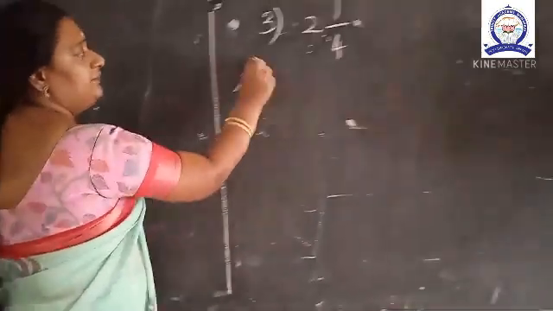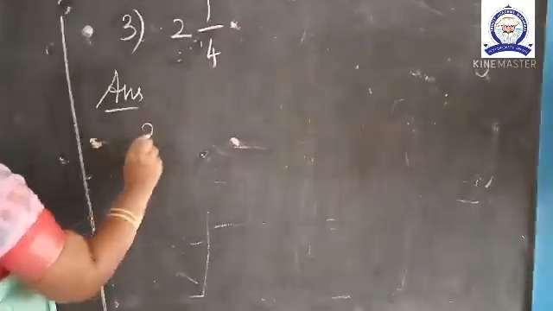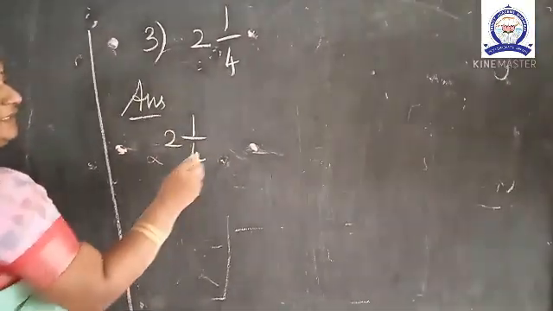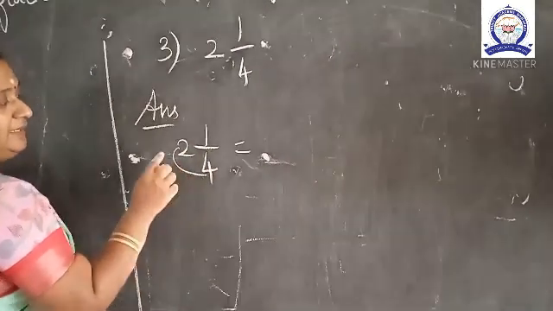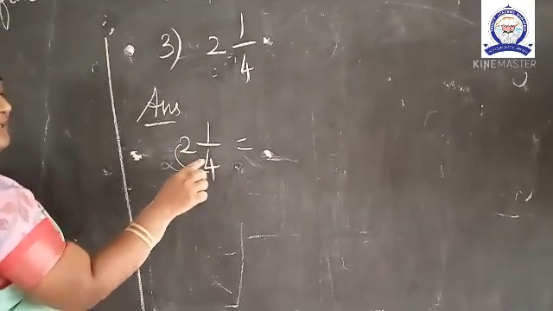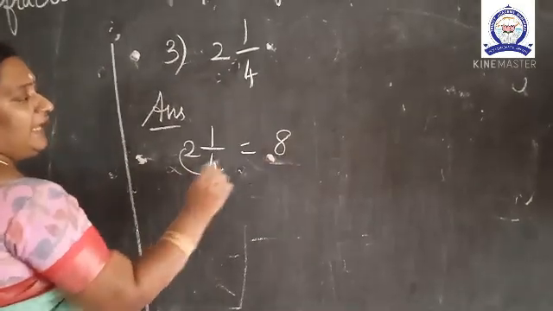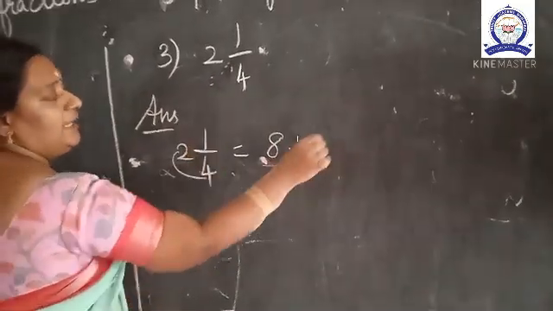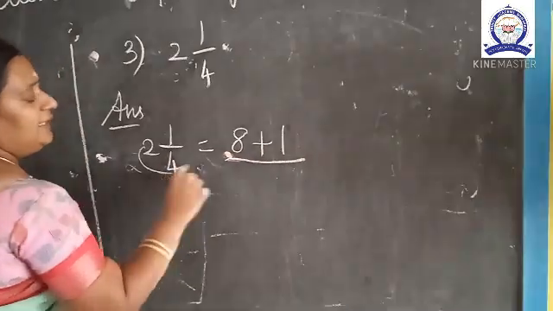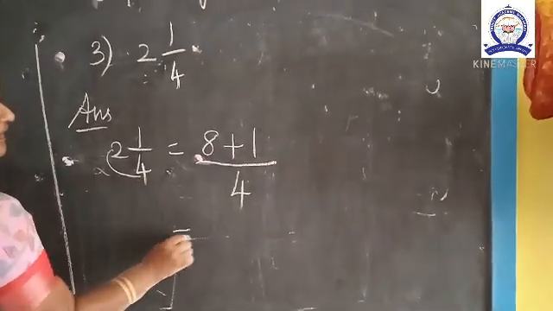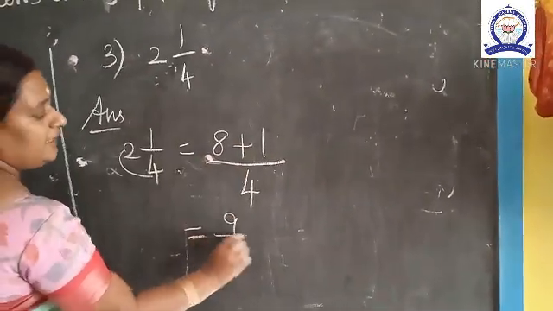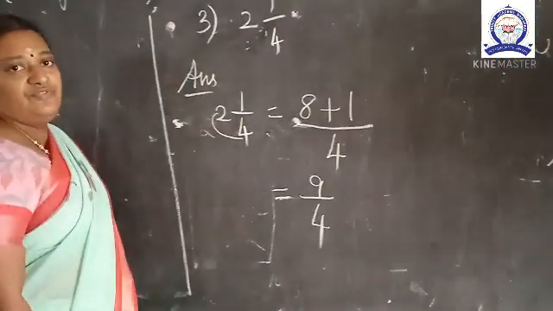Similarly, third question, you write the given mixed fraction. What we have to do? You have to multiply the whole number denominator number. So 2 4s are 8 plus that numerator number 1, divided by denominator number same. That is equal to 8 plus 1 is 9 by 4, the improper fraction.